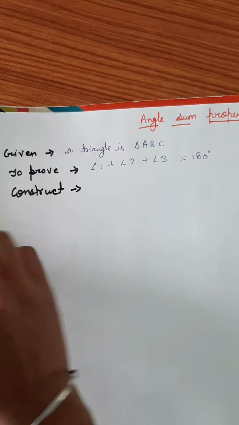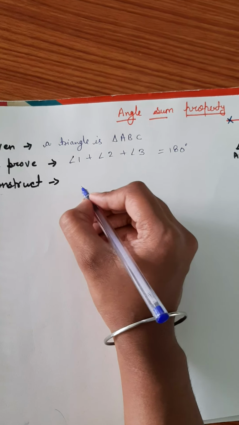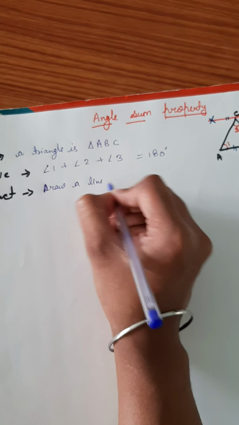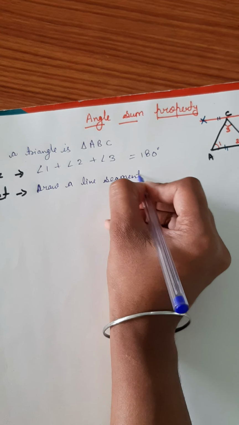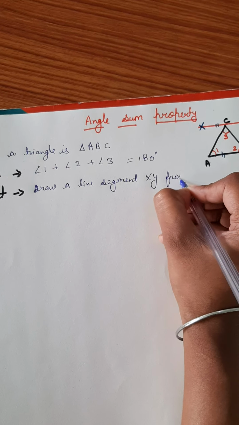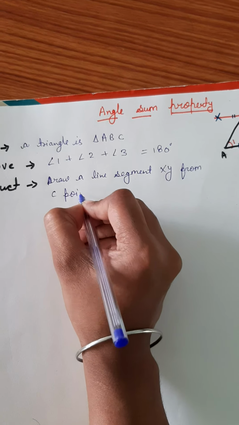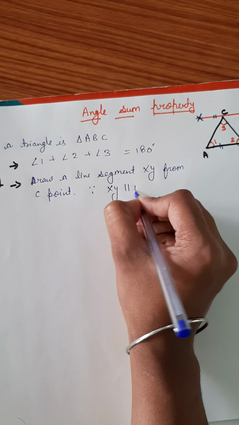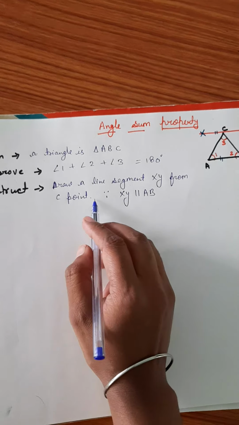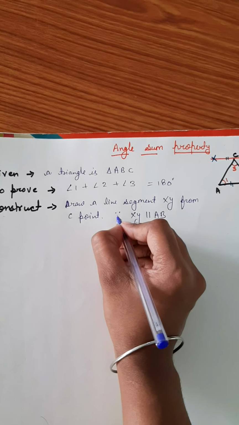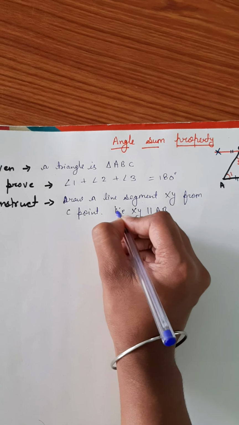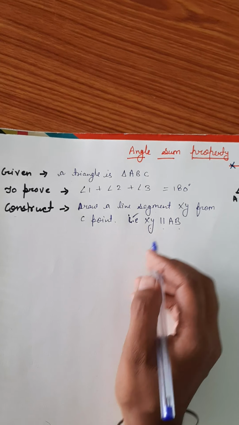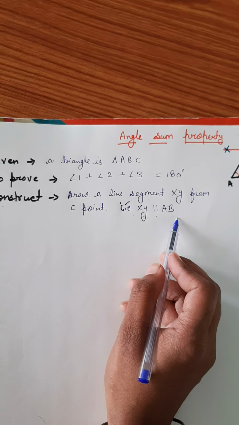What construction did we do here? Draw a line segment XY from point C that is parallel to AB. Understand now? Therefore XY is parallel to AB. That means you have to write i.e. के लिए क्या symbol होता है? i.e., XY parallel है AB. You have to write it. Clear?